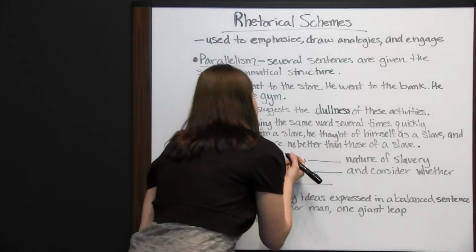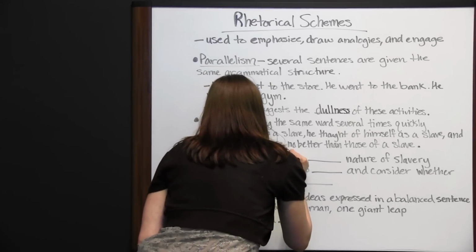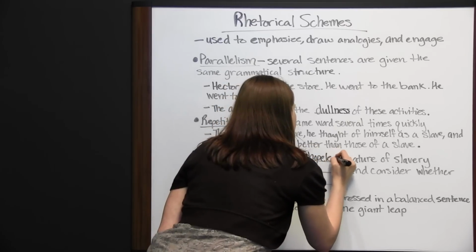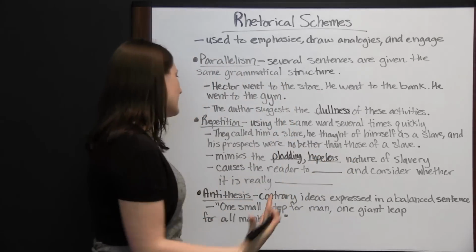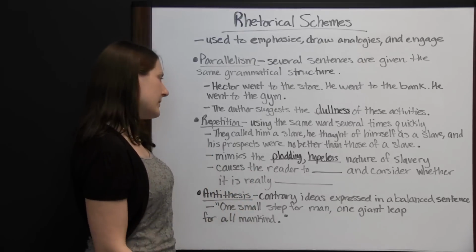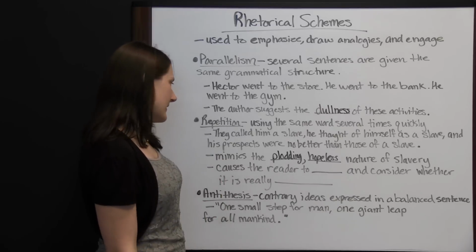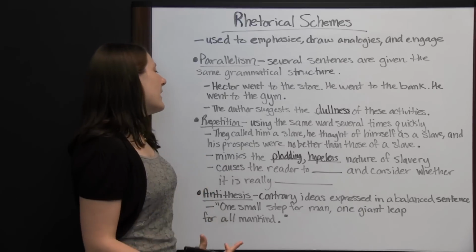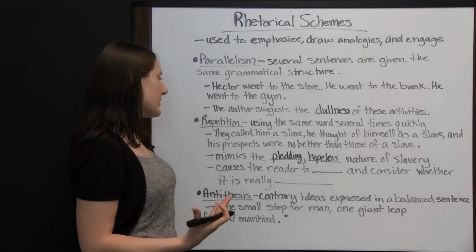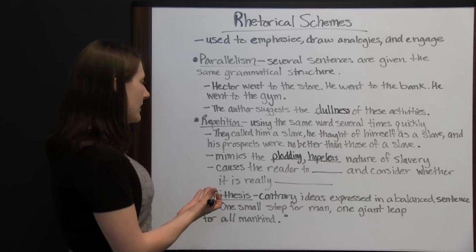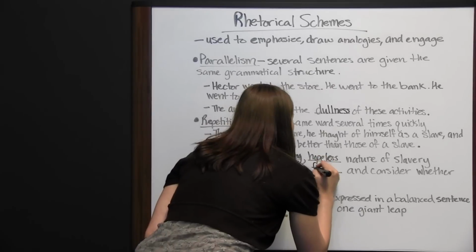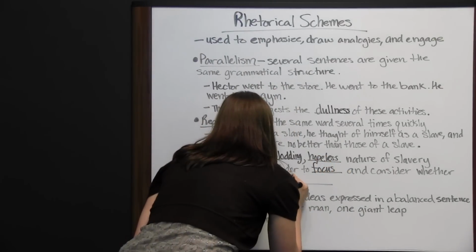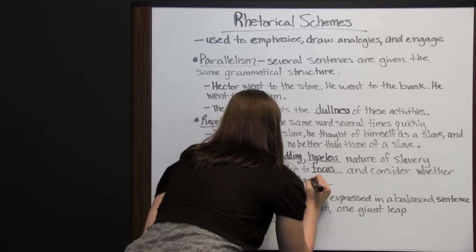This mimics the plodding, hopeless nature of slavery. Think about the way that sounds. It sounds like he's plodding along. They called him a slave, and he thought of himself as a slave, and his prospects were no better than those of a slave. So it's plodding, and the sentence sounds hopeless, and you hear the word slave over and over again. And it causes the reader to focus on that word, slave, and consider whether it is really appropriate.